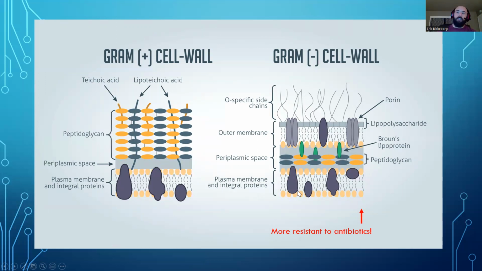So again, we have the phospholipid bilayer, we have the periplasmic space with some peptidoglycans in here. And then we actually are going to have these different lipopolysaccharides. So it's a more complex structure on the outside. These are going to be more resistant to antibiotics because of their complex outer cell wall. So the antibiotics can't break down that acid and peptidoglycan chain as easily.